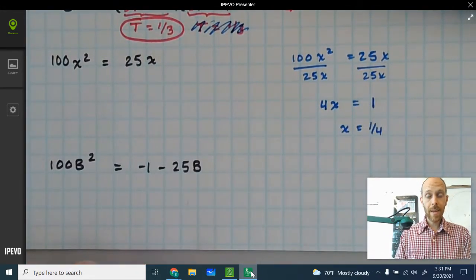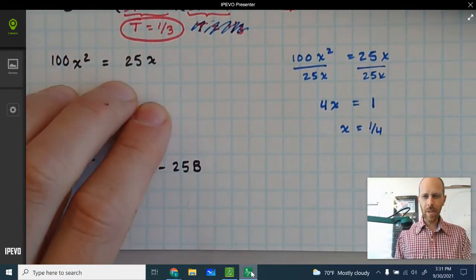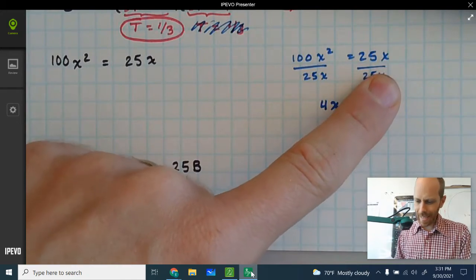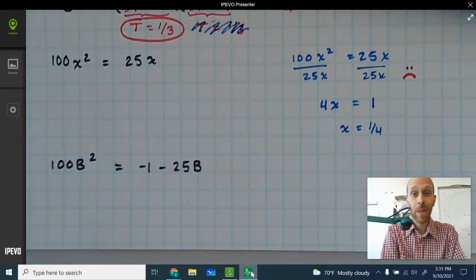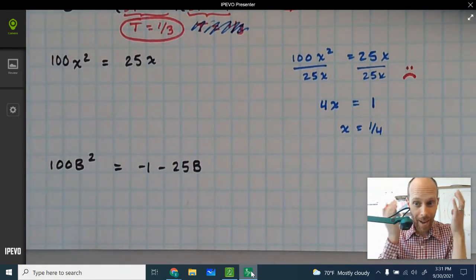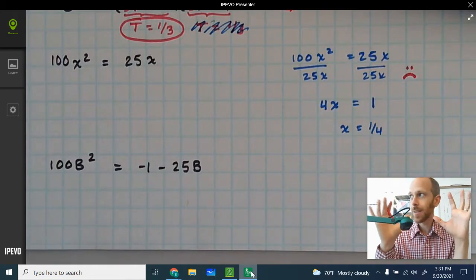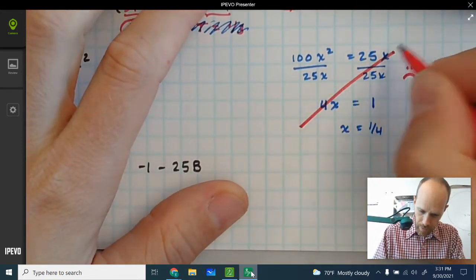Now, that is true. A quarter is one of the solutions to this equation. But in the process of dividing by x here, something very sad happened. And that's that we lost one of our answers. And there's only 2 of them. So if you lose half the answers, we're not in good shape. We're shooting 50%. So let's not do this.